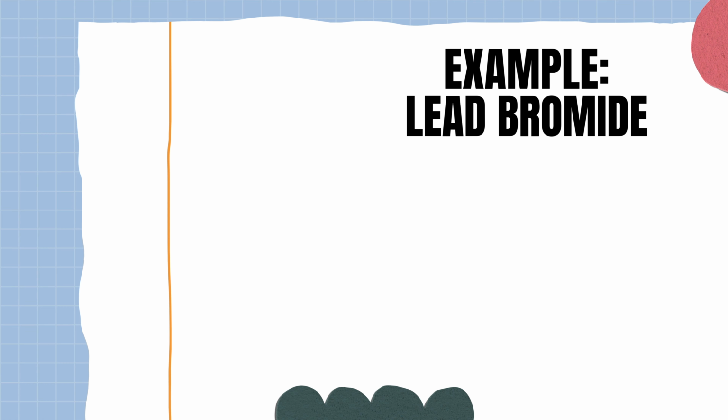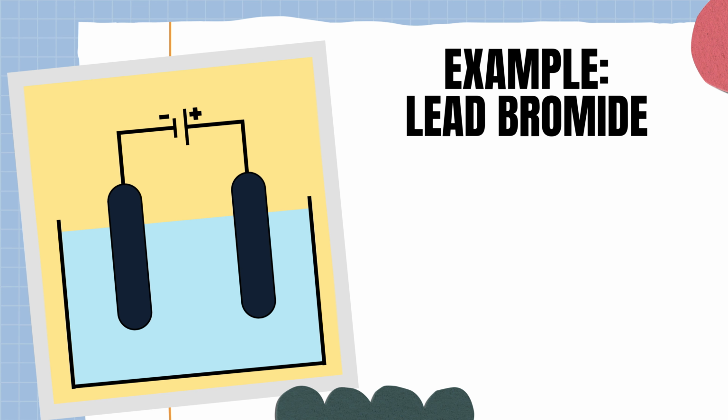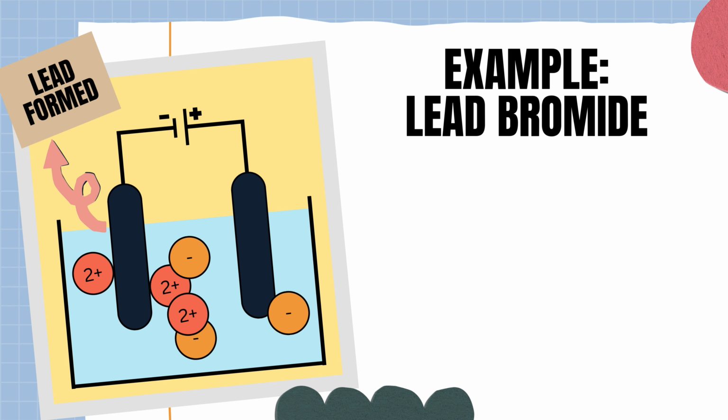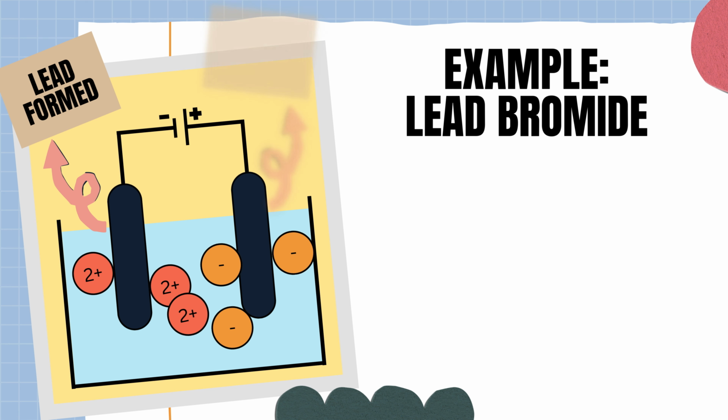There is another example, lead bromide. Molten lead bromide is an electrolyte. During electrolysis, positive 2+ lead ions gain electrons at the cathode and become lead atoms. Negative 1- bromide ions lose electrons at the anode and become bromine atoms, which pair up to form bromine molecules. Lead forms at the negative electrode and bromine forms at the positive electrode.